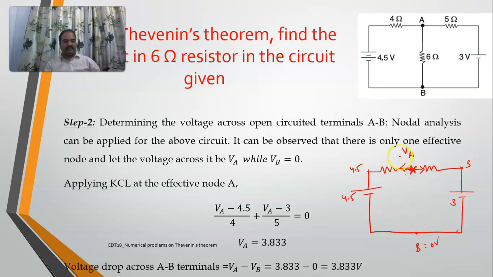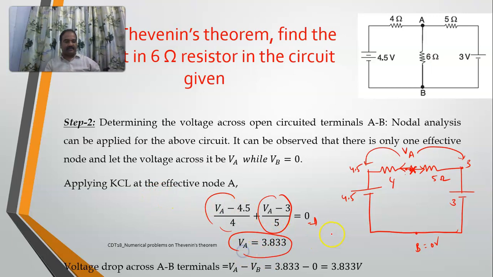It has 2 parts. One is (VA minus 4.5) by 4 ohms. The other one is (VA minus 3) by 5 ohms. So I'm taking these 2 parts, I'm employing nodal analysis and applying KCL here. So if I solve this one, I'll get VA is equal to 3.833. So then what is the VTH? VTH is equal to VA minus VB. VB I already have taken as 0, and I have obtained VA as 3.833. So this is my voltage, 3.833.